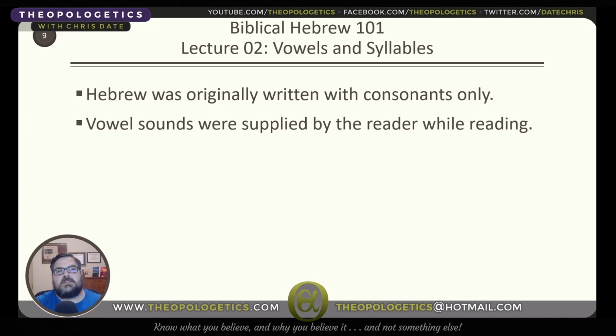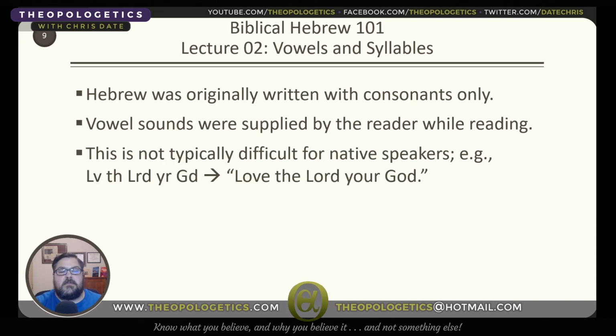Vowel sounds were supplied by the reader while reading. And this may sound like it's a little bit difficult to do, a little bit unusual, but it's actually not all that difficult to do for native speakers of a language. So for example, if you see the string of consonants on the left there, LV, TH, LRD, YR, GD, you're typically going to be able to recognize that as "love the Lord your God." So it's not all that difficult.